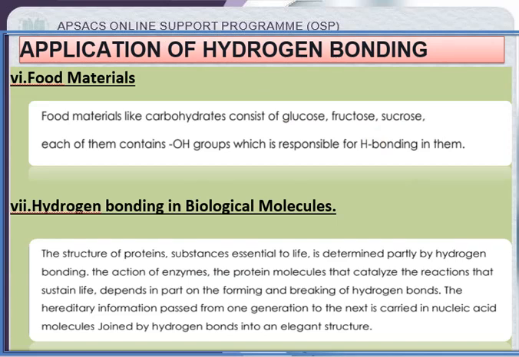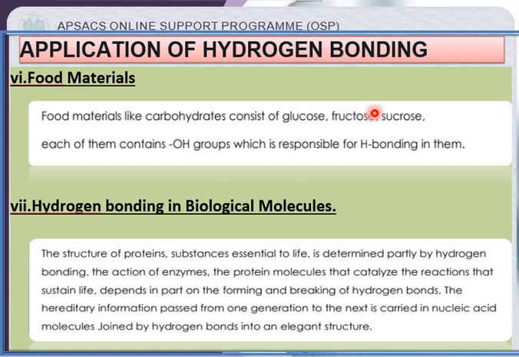Next is food materials. Food materials like carbohydrates consist of glucose, fructose, sucrose. Each of them contains hydroxyl groups, which are responsible for hydrogen bonding in them. The structure of proteins, substances essential to life, is determined partially by hydrogen bonding. The action of enzymes, the protein molecules that catalyze the reactions that sustain life, depends in part on the forming and breaking of hydrogen bonds.